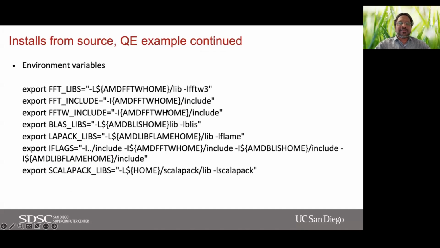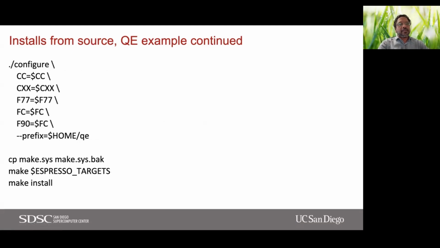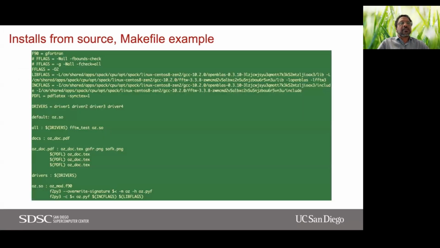Otherwise, we would have to give the full path to the location, but we actually set some of these variables in our module. So when you do a module show FFTW, it will tell you what paths are being set. So you have to set those. And the configure script is also looking for BLAS and LAPACK locations, so we give it all those things. Then you run the configure script, and in Quantum Espresso's case, it will create a make file. And then you can just run make to compile it.